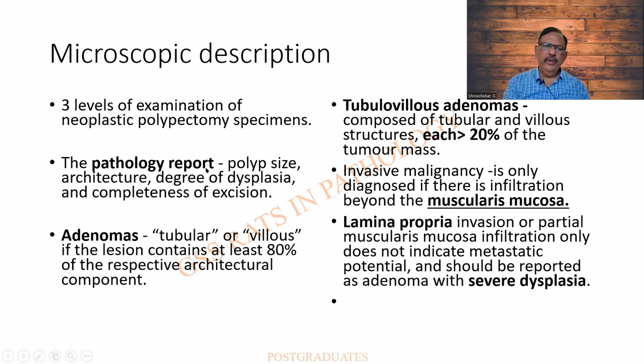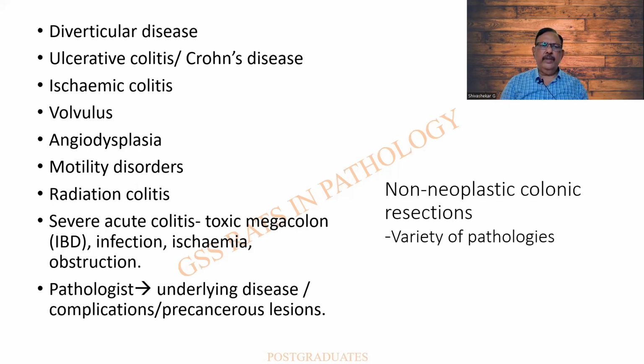There are 3 levels of examination of a polypectomy specimen. What is the size, the architecture, dysplasia, and the completeness of the excision. So, you all know, I'm not going to go into the detail of this. The adenoma can be a tubular adenoma, a villous adenoma, or a tubulovillous adenoma, depending on the percentage. And each one should be more than 20% for its name to be included. For example, if the villous component is 30%, it comes under tubulovillous adenoma. And for invasion, the muscularis mucosa has to be invaded. Otherwise, you give a diagnosis of severe dysplasia.